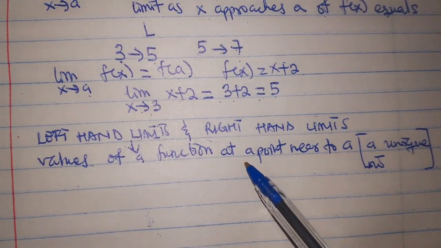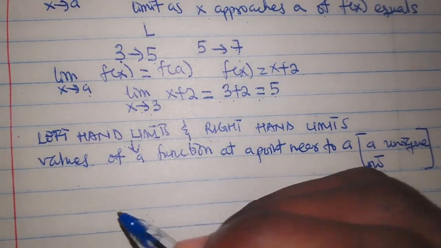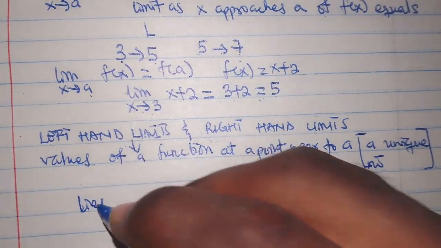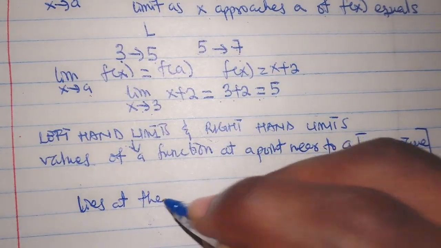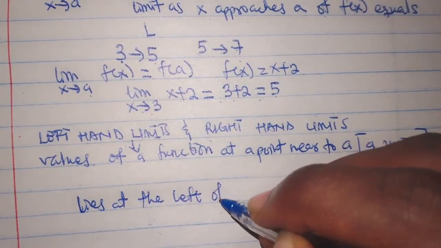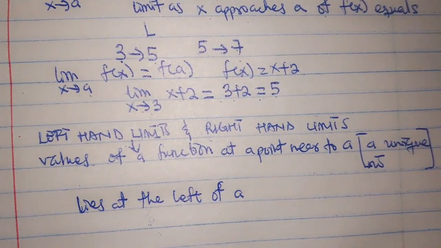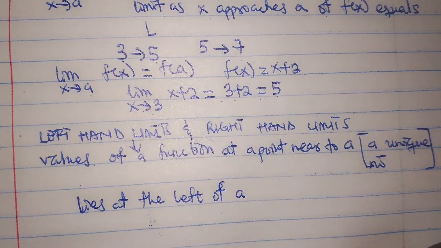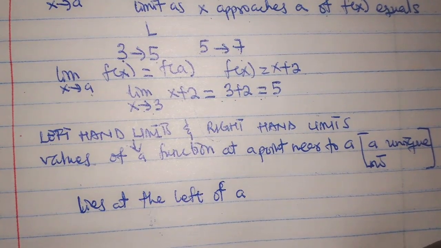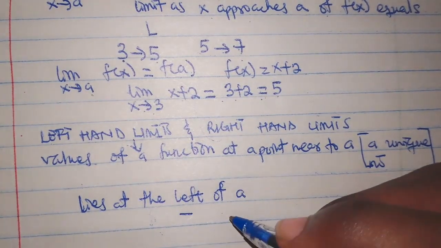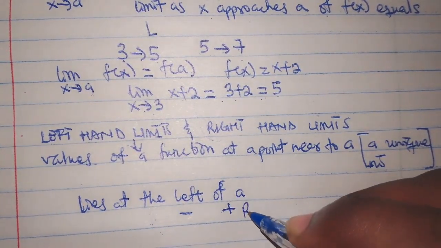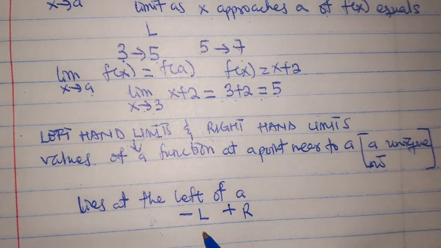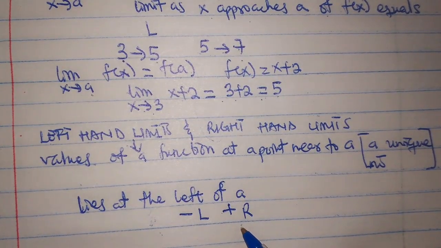Now the values of this function at a point near to a lie at the left of a. That's why it's the left hand limit. So these values lie to the left of a. Now when you take a number line, the values to the left are all negative, and the values to the right are all positive.